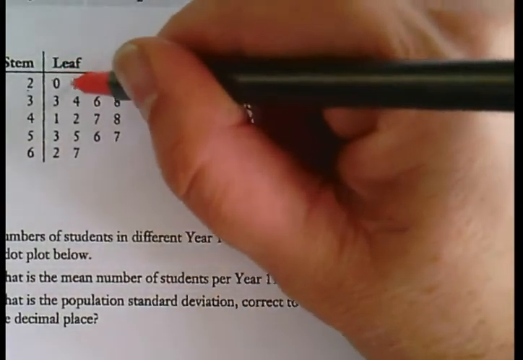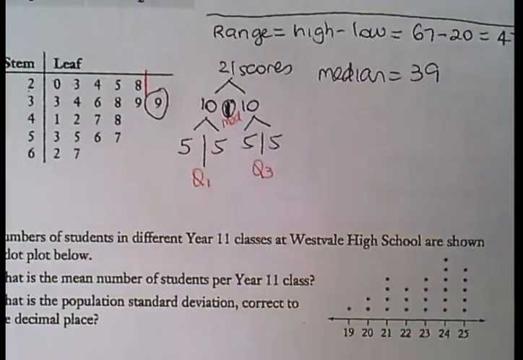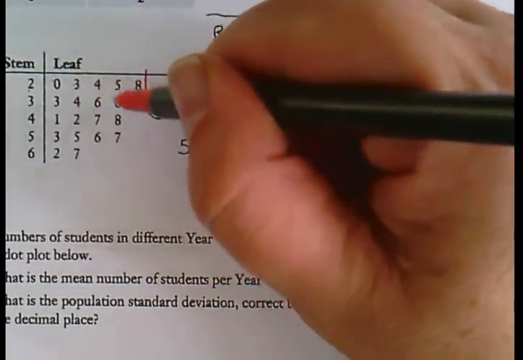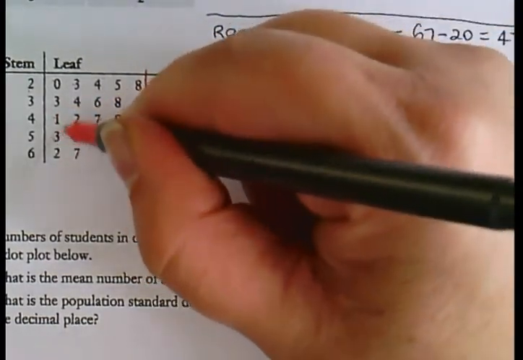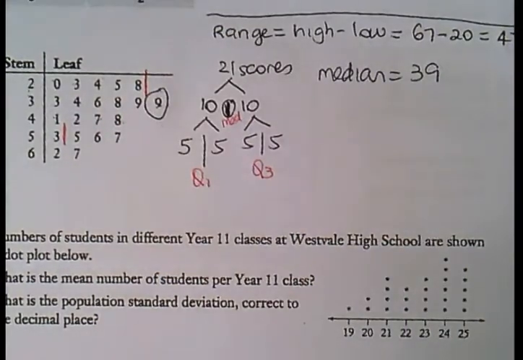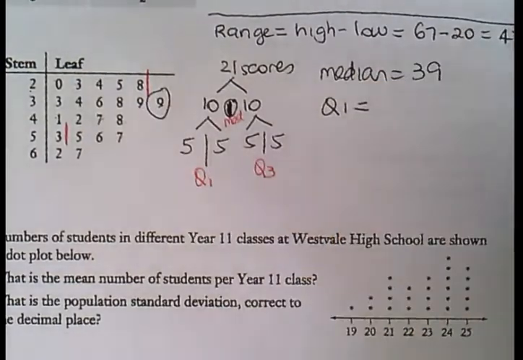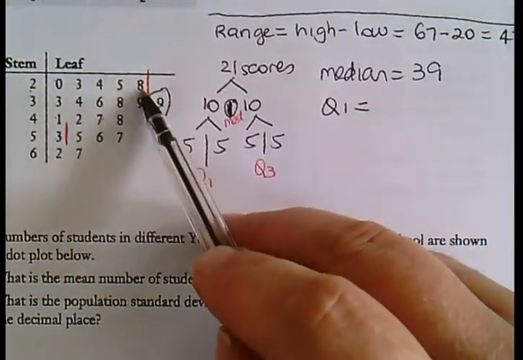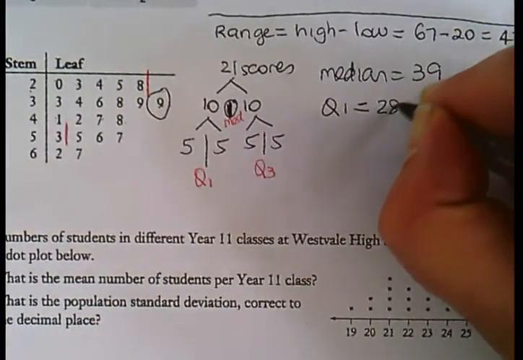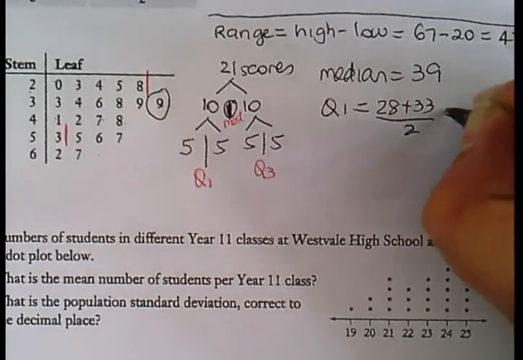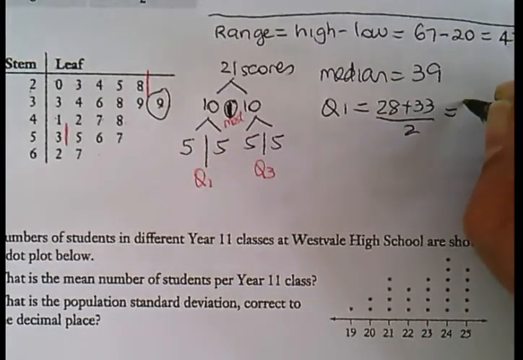So let's go 1, 2, 3, 4, 5, put a line. Make sure there's 5 after it. 1, 2, 3, 4, 5, beautiful. There's your median. 1, 2, 3, 4, 5, put a line. Make sure there's 5 scores after that. 1, 2, 3, 4, 5. Lovely. We good? Right, let's work out our lower quartile, or Q1. Q1 is the average of, what's this number? 28 and 33. So it's the average of 28 and 33, which is 30.5.